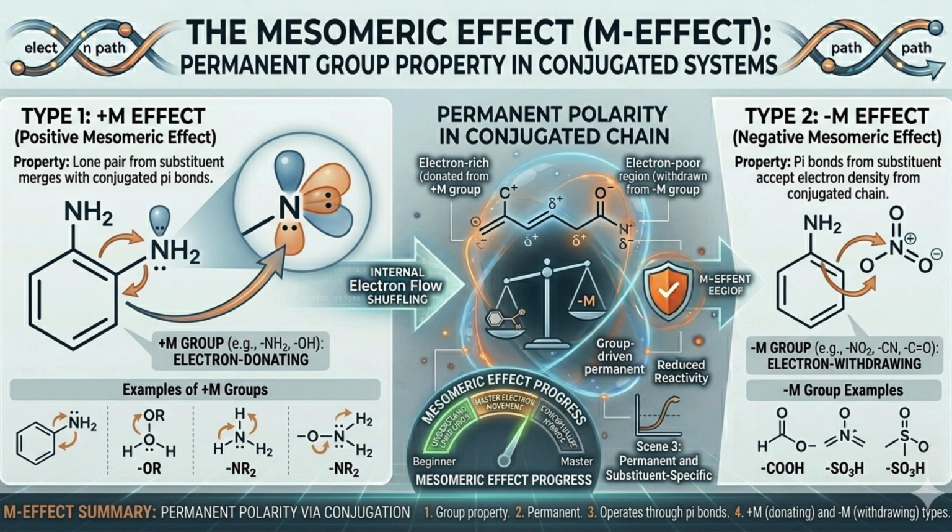Key rules for resonance: only electrons, pi electrons and lone pairs, move, atoms never move. The total number of electrons and the overall charge must remain the same. Resonance structures are not real. The real molecule is a resonance hybrid, a weighted average of all structures.